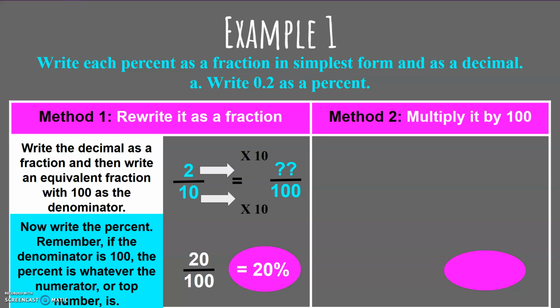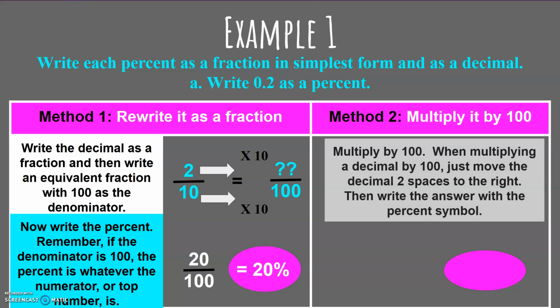Method 2, multiply it by 100. When multiplying a decimal by 100, simply move the decimal point, the period, 2 spaces to the right, then write the answer with the percent symbol. So we simply move that decimal 2 places to the right, and before you say, but there's nothing behind the 2 to move it, there is always something behind the 2. There is a 0. Moving it over twice gives us 20%.